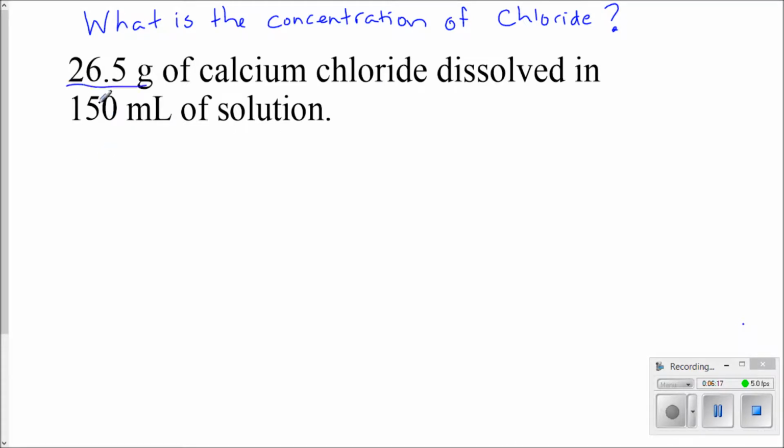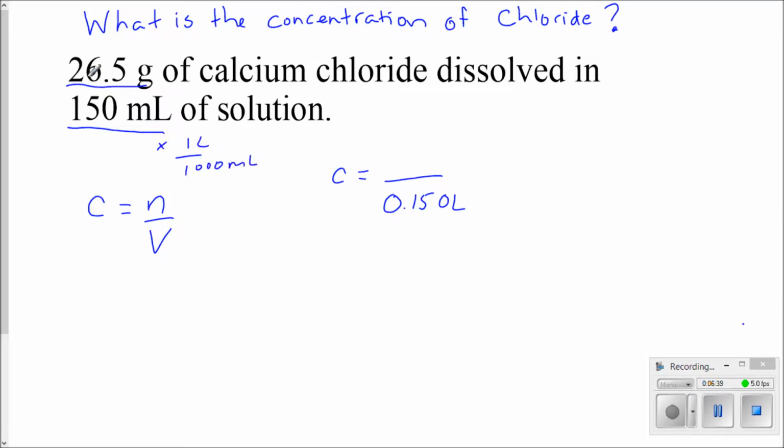Well, if you look at this, you should realize that it's okay. I can just do a C equals n over V type problem, okay? My volume is going to be 0.15 liters, so we can rewrite this like this. The volume is going to be 0.15 liters because you are going to multiply that number by 1 liter over 1,000 milliliters. We don't know the moles, so we have to find it.